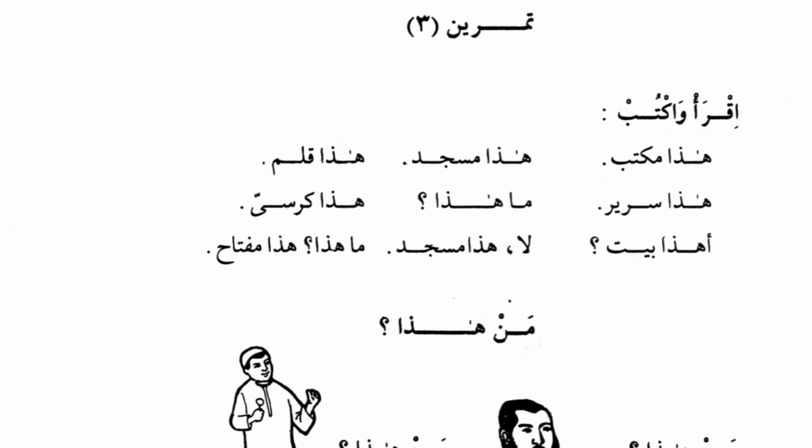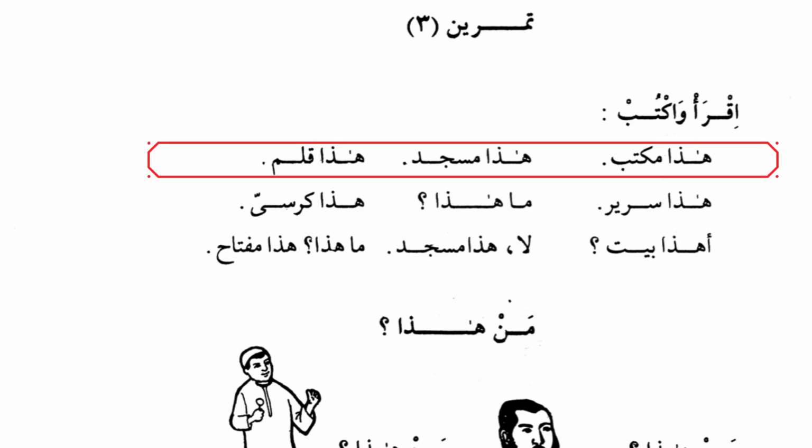Now comes Tamreen 3, exercise number 3. Starts with Iqra waktub. Iqra means read. Waktub, there are 2 words wa and uktub. Wa means and, uktub means write. So Iqra waktub means read and write. The first one is Hada maktabun. So we will just read all of this, and also I'll tell you all the meanings.